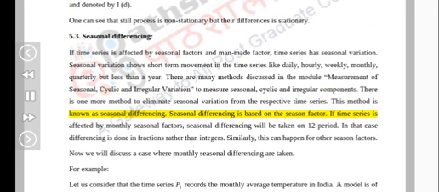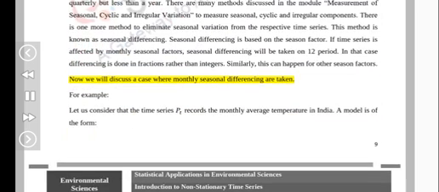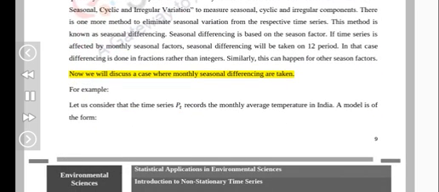Seasonal differencing is based on the season factor. If a time series is affected by monthly seasonal factors, seasonal differencing will be taken on a 12 period. In that case, differencing is done in lags rather than fractions. Similarly, this can happen for other season factors. Now we will discuss a case where monthly seasonal differencing is taken. For example, let us consider that the time series PT records the monthly average temperature in India.